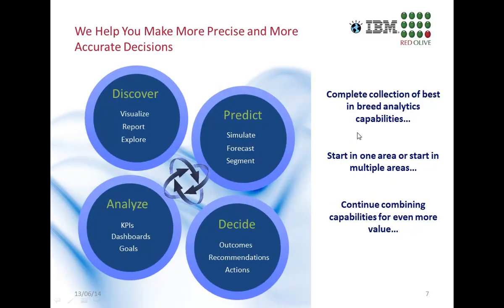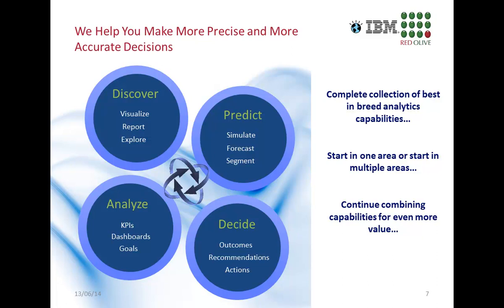So this next slide really shows how we can help you to make more precise and more accurate decisions, which is another aim of IBM really, and coincides with that game-changing decisions for all. But really, as you can see here, there's four different circles: discover, predict, analyze, and decide. All of these circles should be interlinking to complete a collection of best of breed analytics capabilities. So as you can see from here, you've got discover and visualize, report and explore.